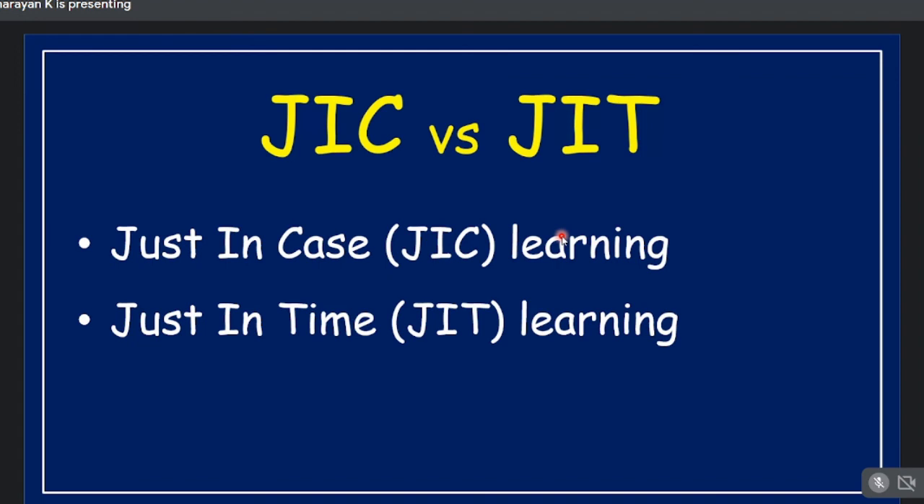They are JIT learners. They are not very much worried about the future. They are worried about the present. How can I live happily today? How can I learn today? What can I do today? What can I achieve today? They are just in time learners.